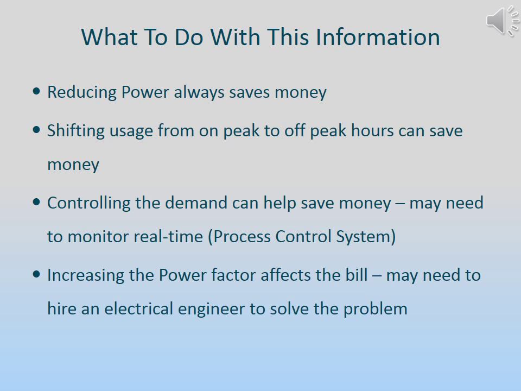Reducing power always saves money. If we can shift usage from on-peak to off-peak, that can save money, and controlling demand can save money. We may need to monitor our process control systems in real time. We are all dealing with new technologies today. We have these process control systems that are actually monitoring and managing power, and in some cases, even the small systems may have them. If we have a process control system, we probably have some kind of power monitoring system. This is a good way to look and see what we're doing.